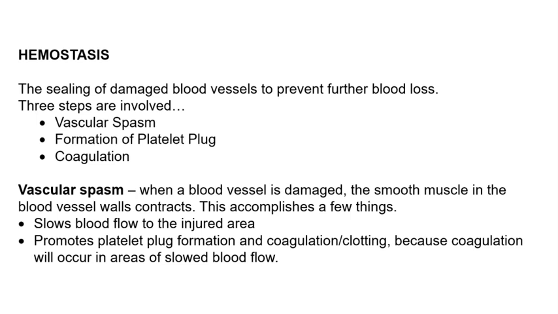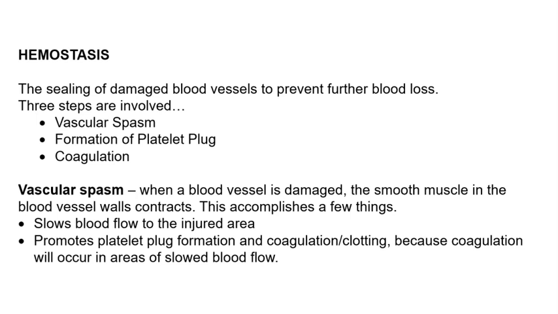Hemostasis refers to the sequence of events that take place to seal damaged or injured blood vessels to prevent further blood loss. There are 3 overall steps involved. First is the vascular spasm, second is the formation of the platelet plug, and third is called coagulation.